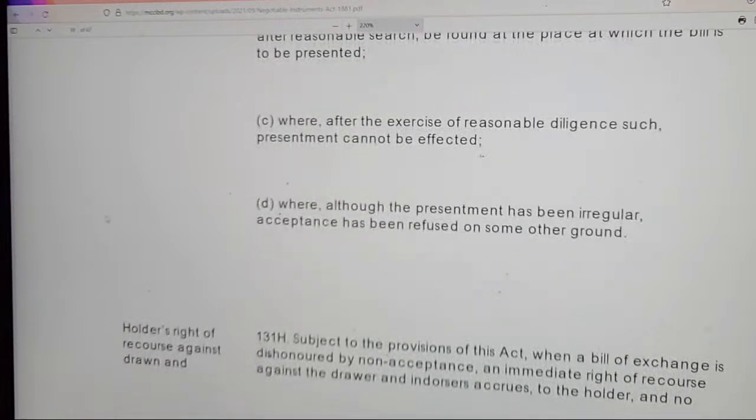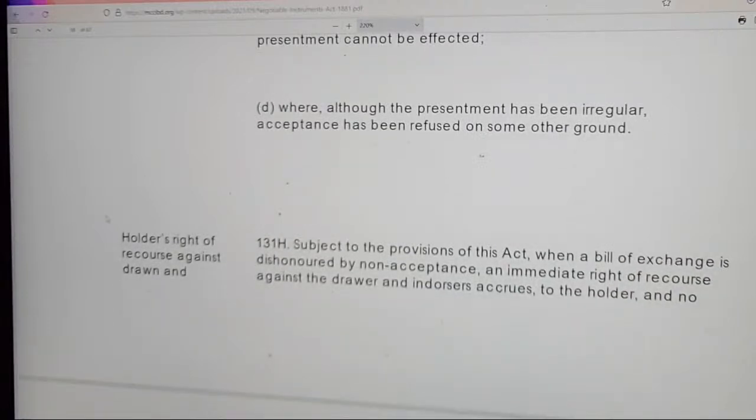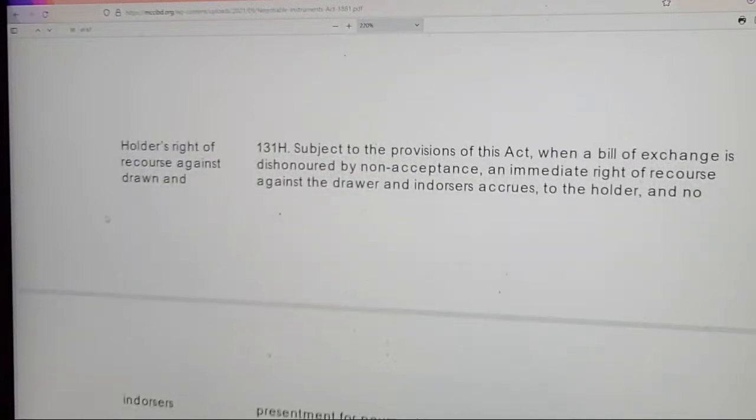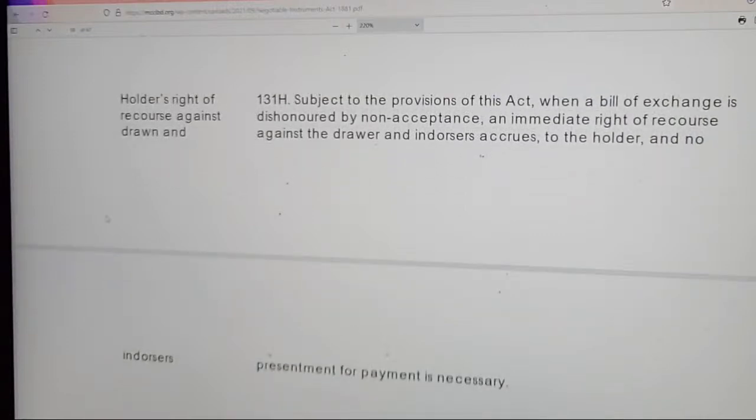C. Where after the exercise of reasonable diligence, such presentment cannot be effected. D. Where, although the presentment has been irregular, acceptance has been refused on some other grounds. Holders' rights of recourse against drawer and endorsers.